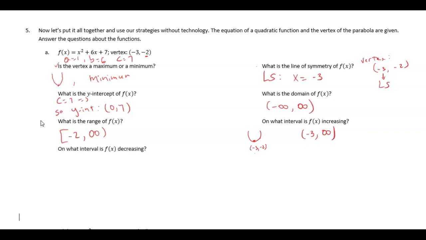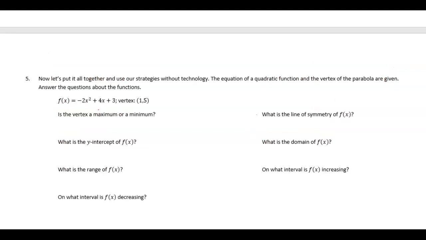All right. And on what interval is it decreasing? Decreasing is going to start from negative infinity. We always put negative infinity first, and we always put positive infinity last. So it's going to be from negative infinity all the way to negative 3. So the graph decreases like this. So that's it.